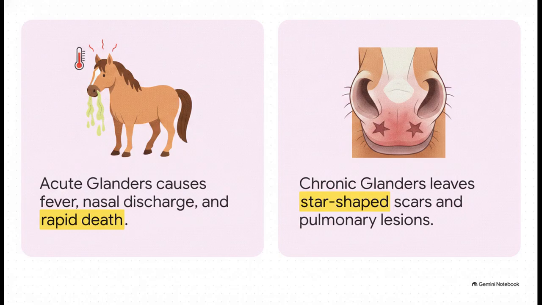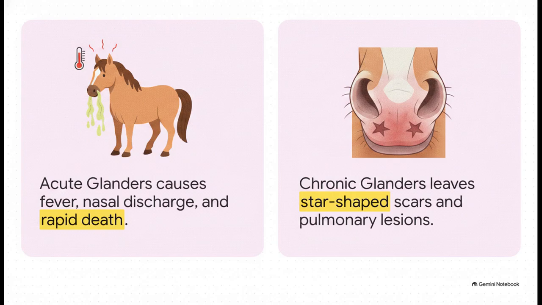Its true reservoir is infected equidae, so horses, donkeys, and mules. And listen, it poses a very serious zoonotic threat to humans, which means strict biosafety protocols are an absolute must. The disease itself, glanders, manifests in two main ways. Acute glanders is rapid and septicemic. You'll see fever, mucopurulent nasal discharge, and it often leads to death within just a few weeks. Chronic glanders, however, is much more common and shows up in pulmonary, cutaneous, and nasal forms.